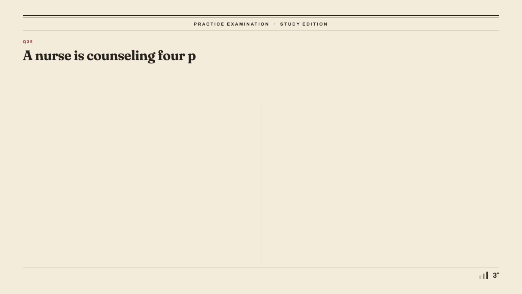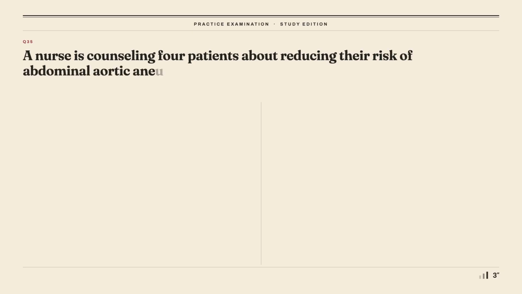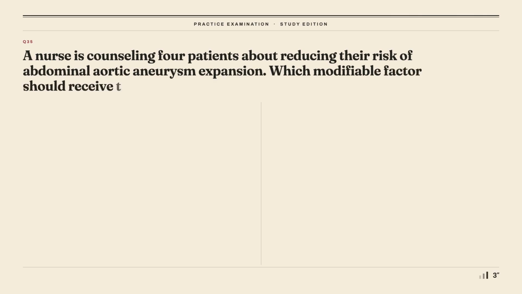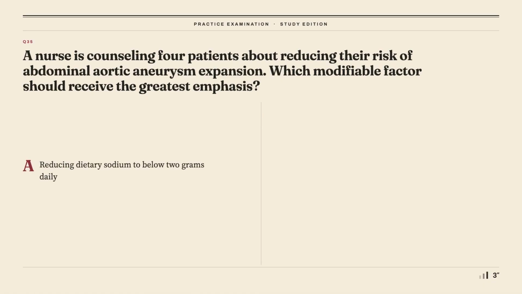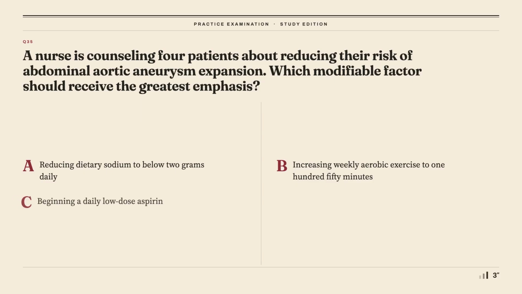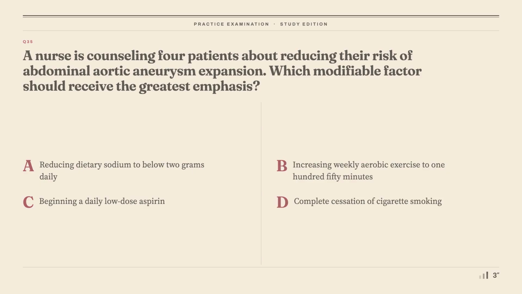Question 35. A nurse is counseling 4 patients about reducing their risk of abdominal aortic aneurysm expansion. Which modifiable factor should receive the greatest emphasis? Your options are A. Reducing dietary sodium to below 2 grams daily. B. Increasing weekly aerobic exercise to 150 minutes. C. Beginning a daily low-dose aspirin. D. Complete cessation of cigarette smoking.